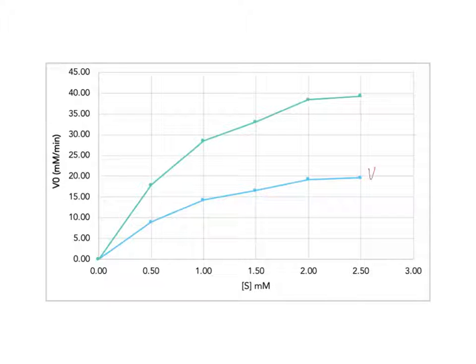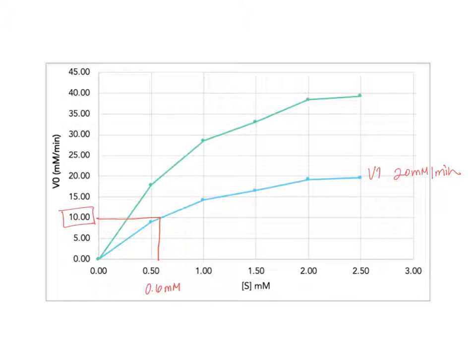This is for the first set of values, where we saw that the Vmax approaches 20 millimolar per minute. And recall that if we wanted to determine the Km for that, we would look at half of the Vmax, so that would be about 10 millimolar per minute, and we would find the substrate concentration that corresponds to that. So that would be 0.6 millimolar.